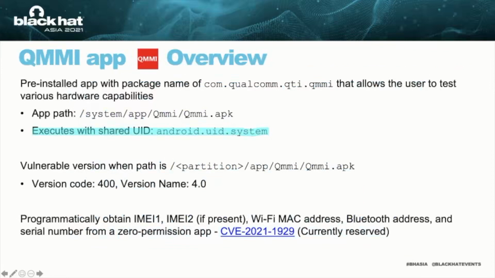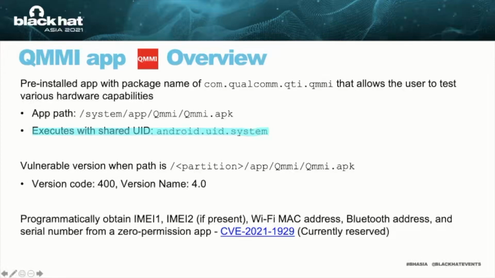There's also the QMMI app, and this is another pre-installed application that we found in various vendor devices and models. And the app path is system app, and it also executes with a shared system UID. So we've provided some version code and version name of the application which we've encountered. And the vulnerability is it allows a zero permission third-party application to programmatically obtain the device IMEI, a second IMEI if the device has one, the Wi-Fi MAC address, the Bluetooth address, and the device serial number.